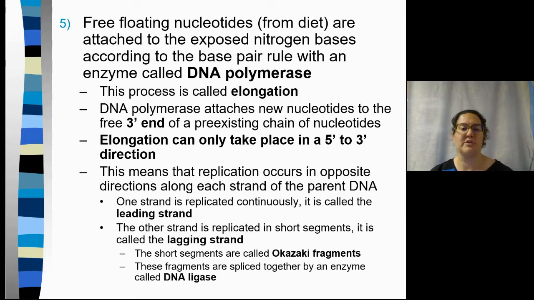Replication occurs in opposite directions along each strand of the DNA. So it will go 5' to 3' in this direction and 5' to 3' in this direction. One strand is able to be replicated continuously, so they go in order, and this is known as the leading strand. The other strand is replicated in short segments, and this is known as the lagging strand. Those short segments are called Okazaki fragments, and they are going to be held together by another enzyme called DNA ligase.